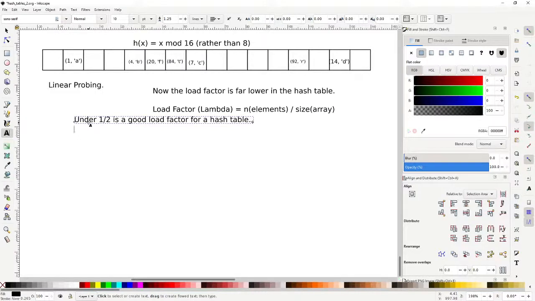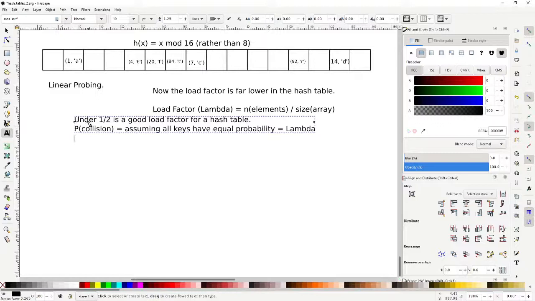And the reason why that is, if you think about it, what is the probability of a collision? Assuming that all keys have equal value, the probability of a collision is lambda, the load factor. And so that's the whole point of the load factor. The load factor is actually the probability of a collision, given that all, I shouldn't say all keys have equal value, I should say equal probability.